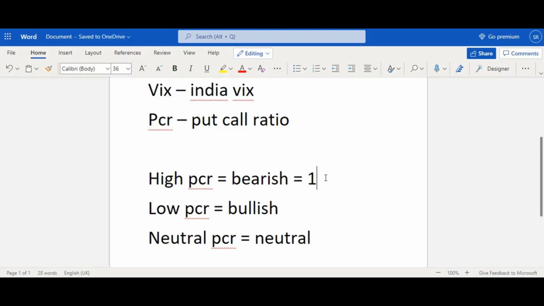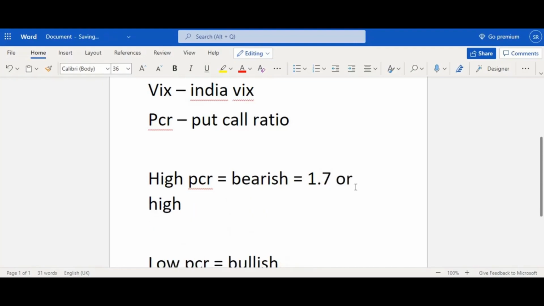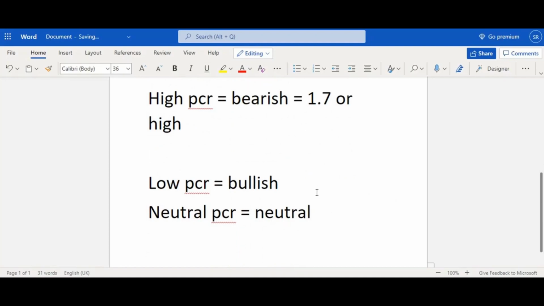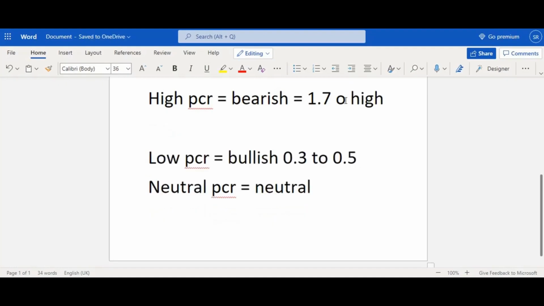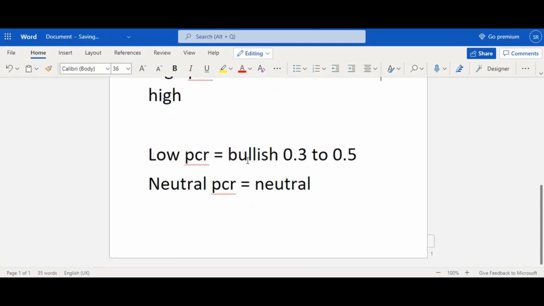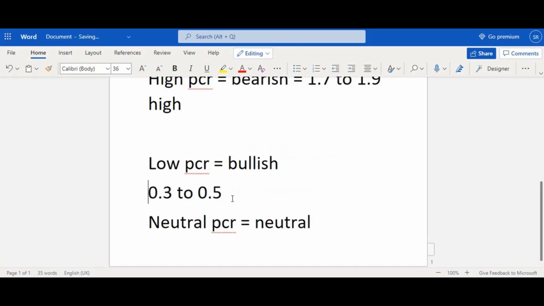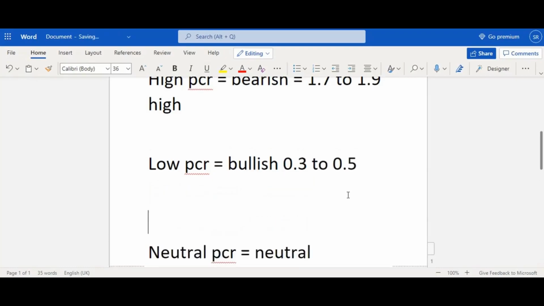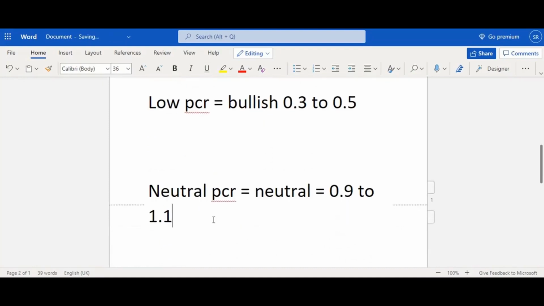So bearish PCR is basically anything 1.7 or higher. Low PCR is basically 0.3 to 0.5. So let's say 1.72, high PCR is basically 1.7 to, let's say, 1.9 is also high PCR. Okay, then 0.3 to 0.5 is bullish, which is low PCR, and then neutral PCR is 0.9 to 1.1. So 0.9 to 1.1 is neutral PCR.